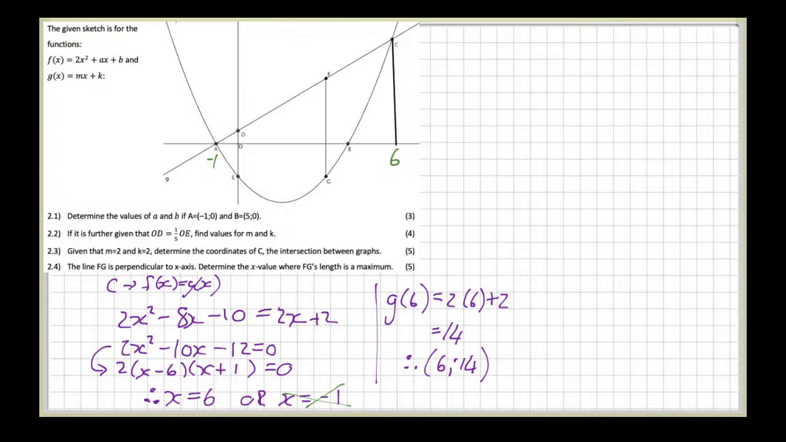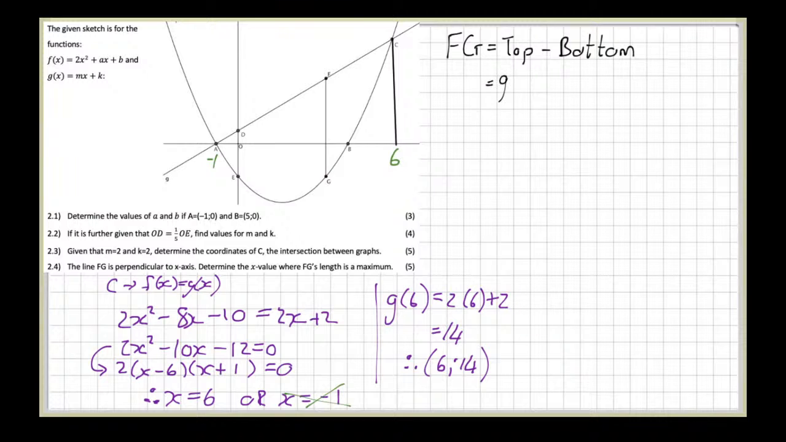Let's quickly look at 2.4. Question 2.4 says, determine the x value where FG's length is a maximum. Now, the moment you see FG or PQ, and it's the distance between 2 graphs vertically above each other, so in other words, F and G have to be vertically above each other, I simply take the top graph minus the bottom graph.